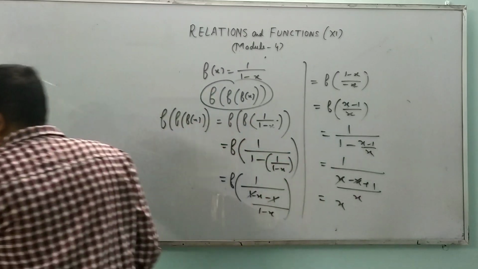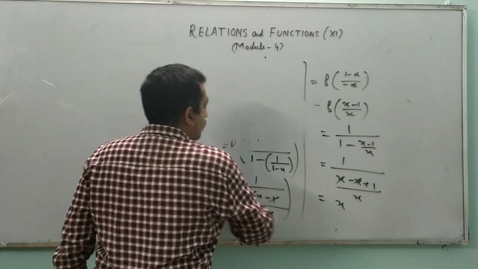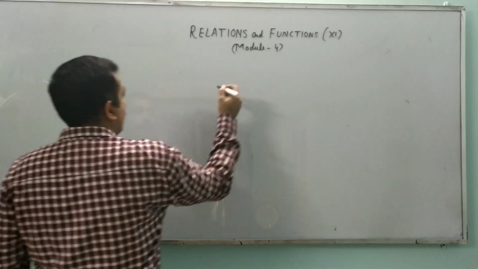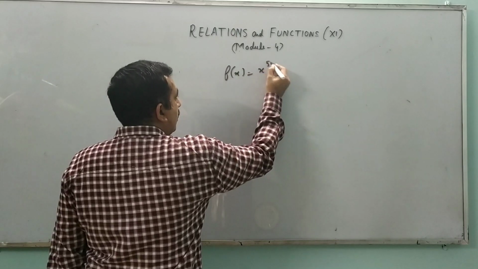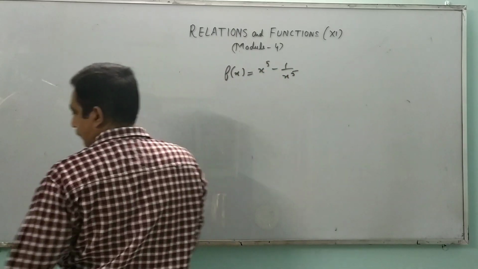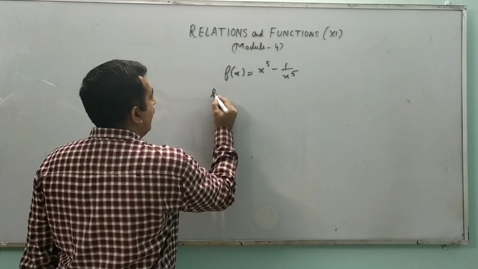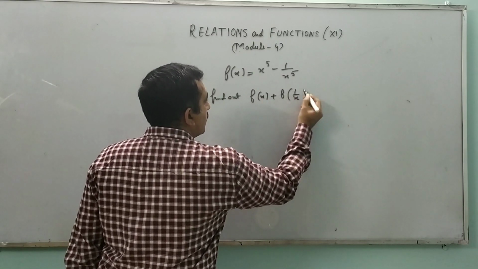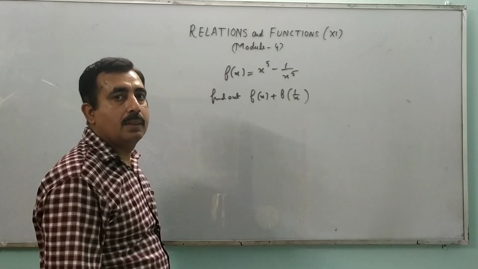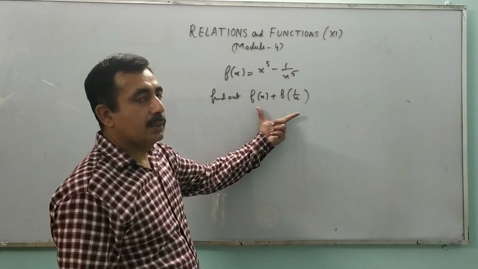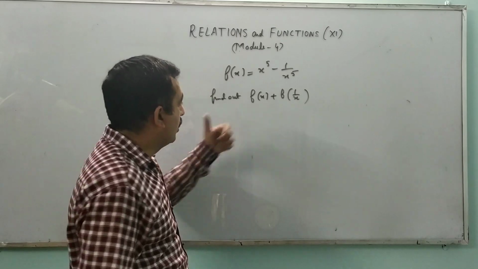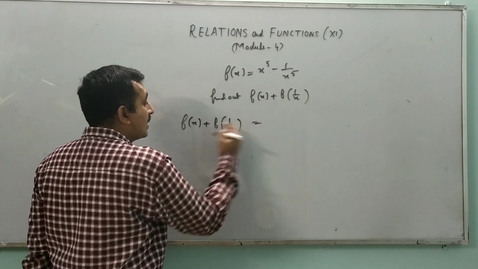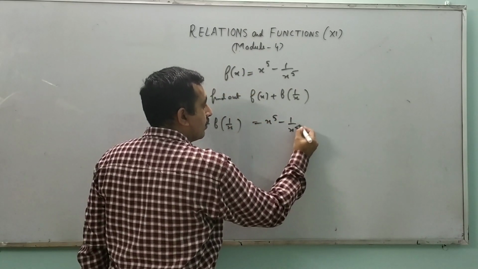See the next question. Suppose f(x) equal to x⁵ minus 1 by x⁵, and the question is to find out f(x) plus f(1 by x). See this question. f(x) is this, find out this. Now let's start: f(x) plus f of 1 by x. Now what is f(x)? x⁵ minus 1 by x⁵. This is f(x).